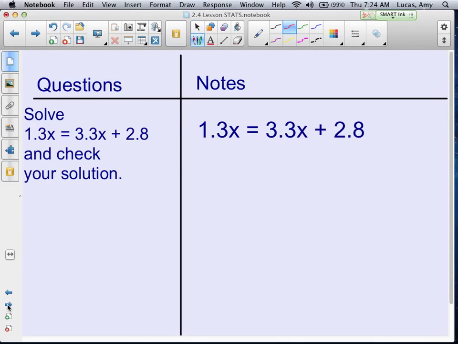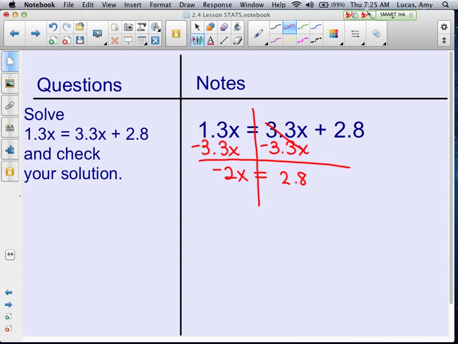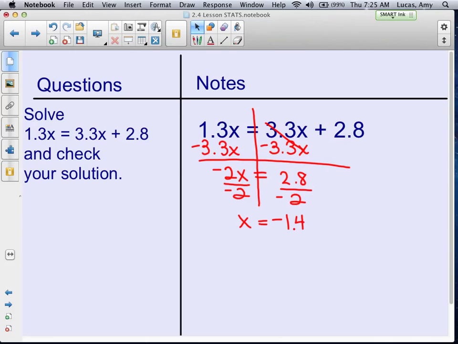Another one with decimals, and this one doesn't have two terms on the left-hand side. So again, I'm going to leave alone that 1.3x. I have to subtract the 3.3x because it is a positive. So 2.8 on the right-hand side is equal to 2x, and it would be a negative. So 1.3 minus 3.3 is negative 2. Dividing by negative 2, positive divided by a negative is a negative, and 2.8 divided by 2 is 1.4. So x equals negative 1.4.